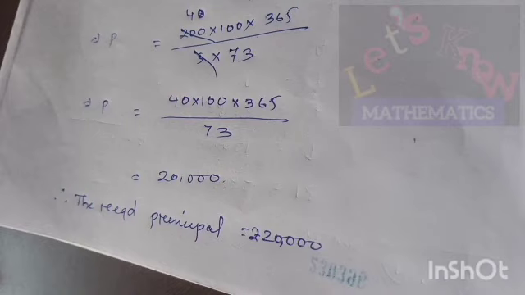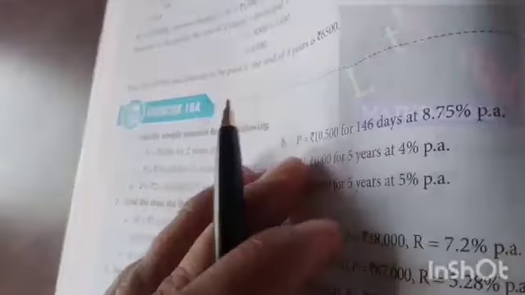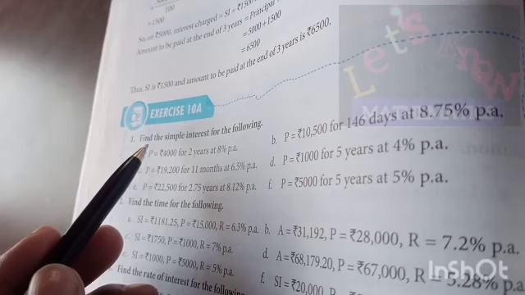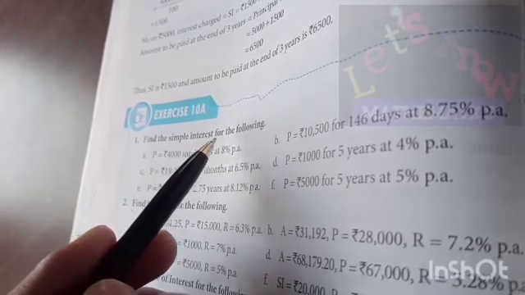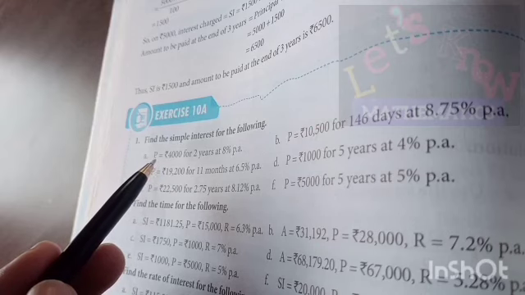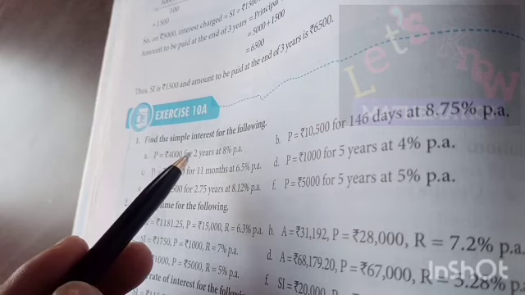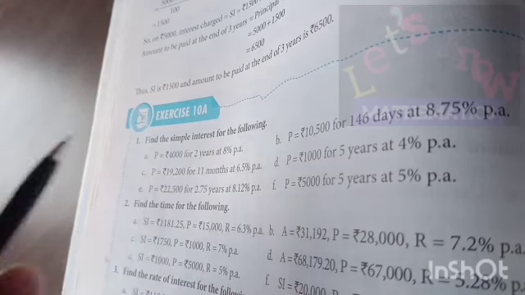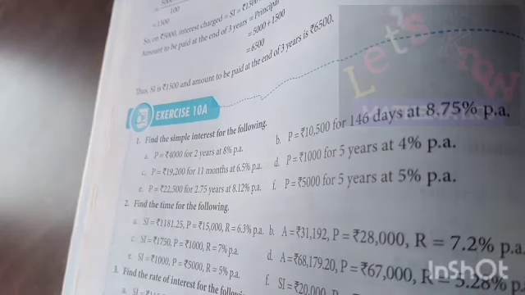Okay, then let's start the exercise 10A. So students, this one is exercise 10A, number one. Find the simple interest for the following, right? So here in number A, you see, the principal amount is given, the time is given as 2 years and the rate of 8% is given, right? So whatever we need to find, we will find.